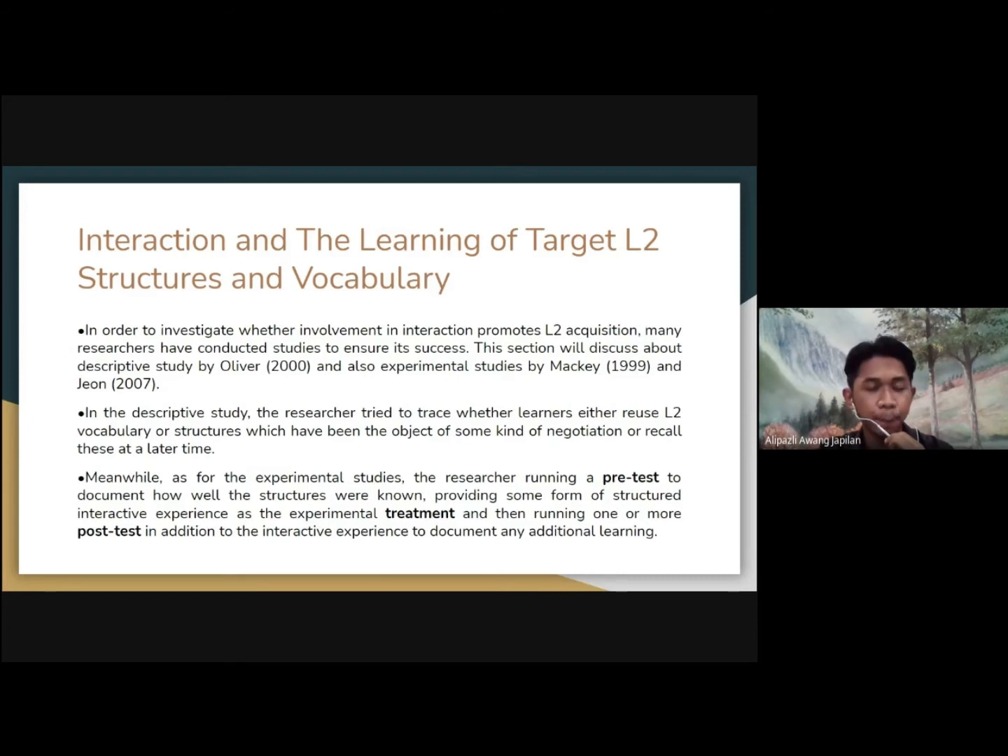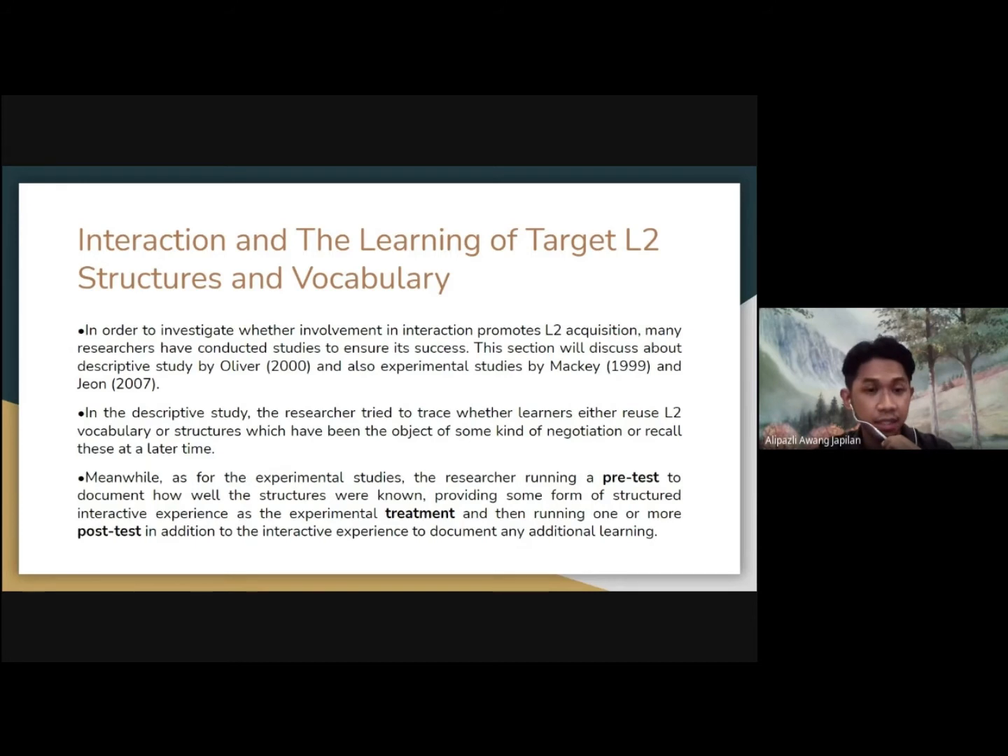All right, next part, I will discuss the interaction and the learning of target second language structures and vocabulary. In order to investigate whether involvement in interaction promotes second language acquisition, many researchers have conducted studies to ensure its success. This section will discuss a descriptive study by Oliver, 2000, and also experimental studies by Mackey 1999 and Ji 2007.